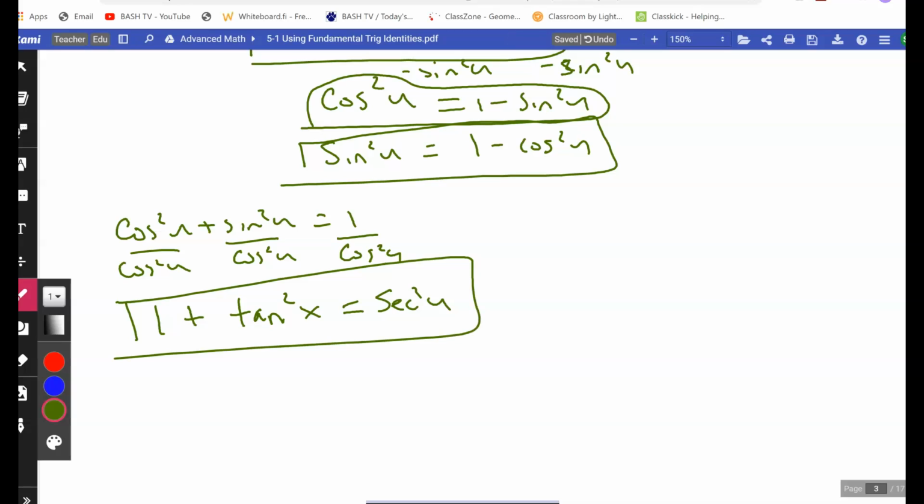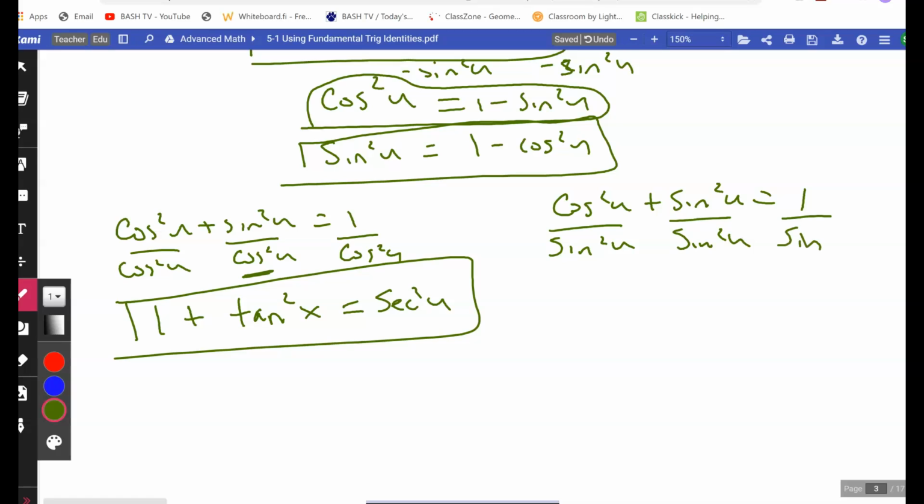So it gives you an idea of what we do with these identities. We use them to simplify things. So instead of having that, we can change it to tangent squared. We can do the same thing, and again, I'm just trying to show you where these variations come from because we need to know them. If I divided everything by sine squared, cosine over sine is cotangent. Squared, it's the same thing.